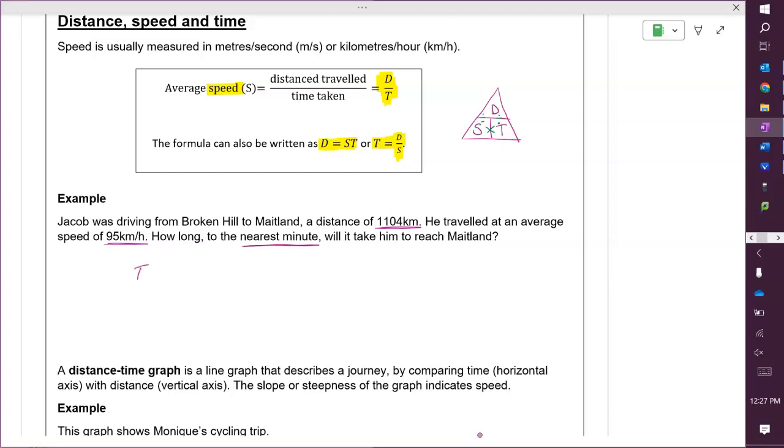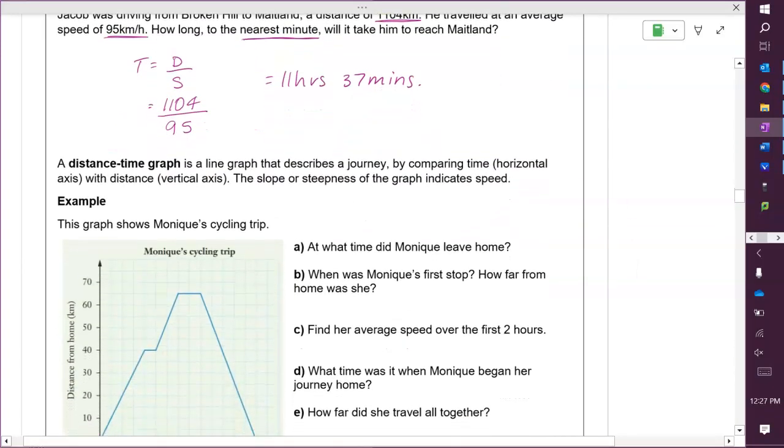So time is our distance over speed, and then all we're doing is substituting in our value. So it was a distance of 1,104, and our speed was on average 95 kilometres. That will give us 11 hours and 37 minutes. Don't forget to use that DMS button in order to turn it into your hours and minutes there as well.